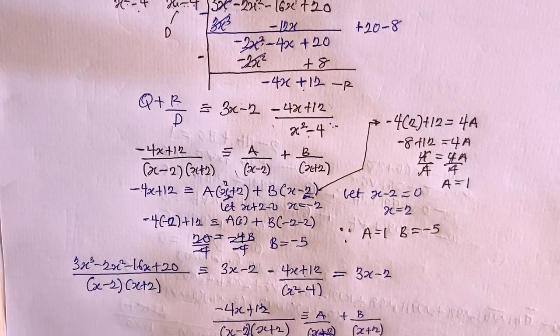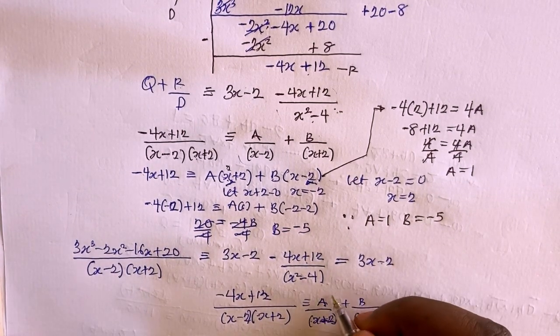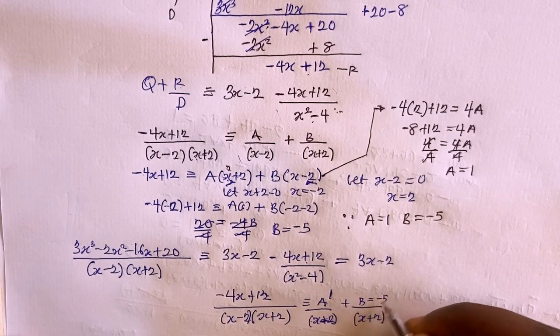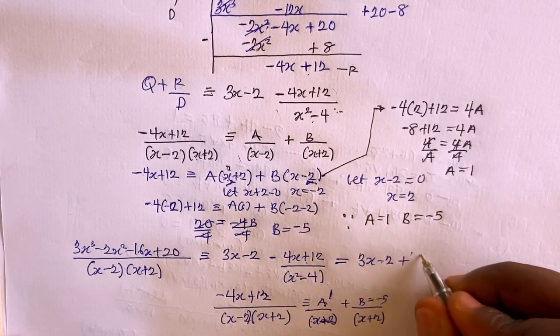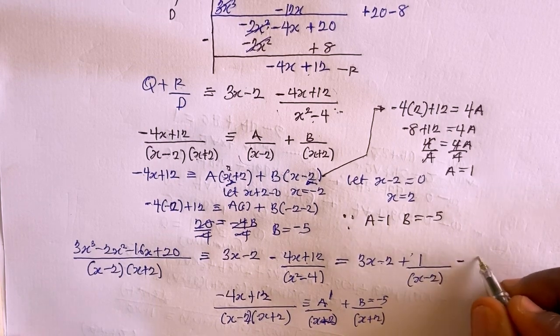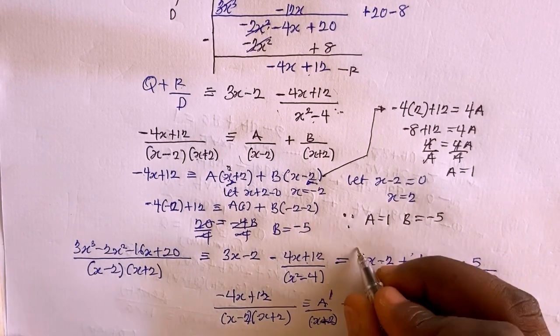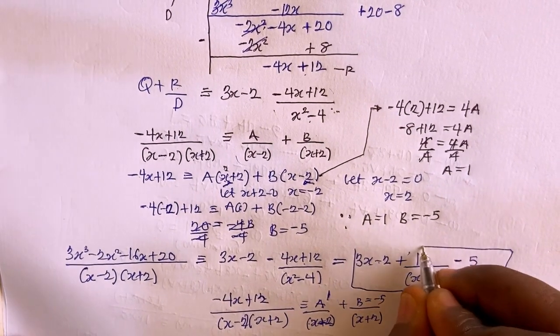Since this is equivalent to this, what I'm going to do now is have 3x minus 2. What's the value of my a? The value of a is 1 and the value of b is minus 5. Then I'm going to have 1 over x minus 2, right? Then minus 5 over x plus 2. So this is the answer.